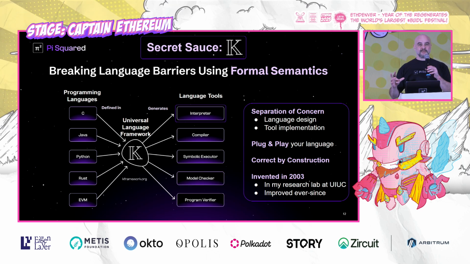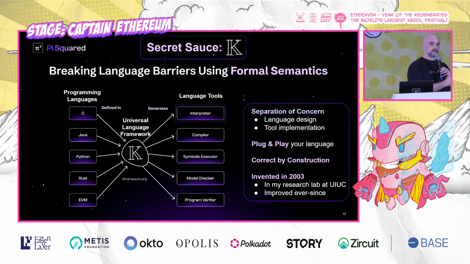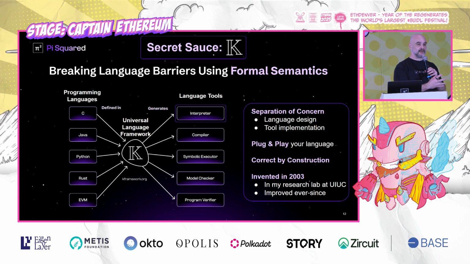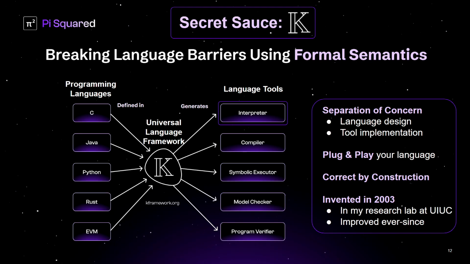So we believe that the solution is to actually do the exact opposite, which is what I proposed back in 2003. Instead of translating everything to one language and calling it the ultimate language, what we do is define everything mathematically. Every single programming language is a mathematical theory called a formal semantics.